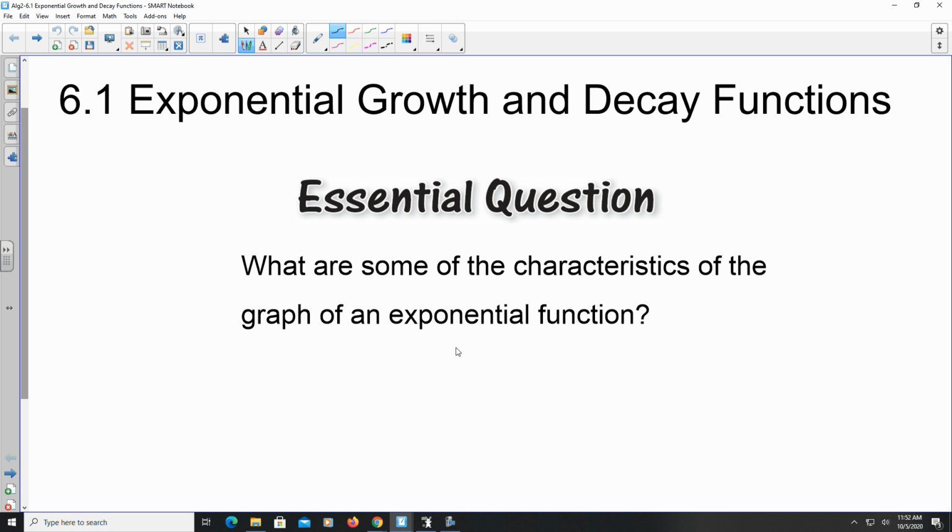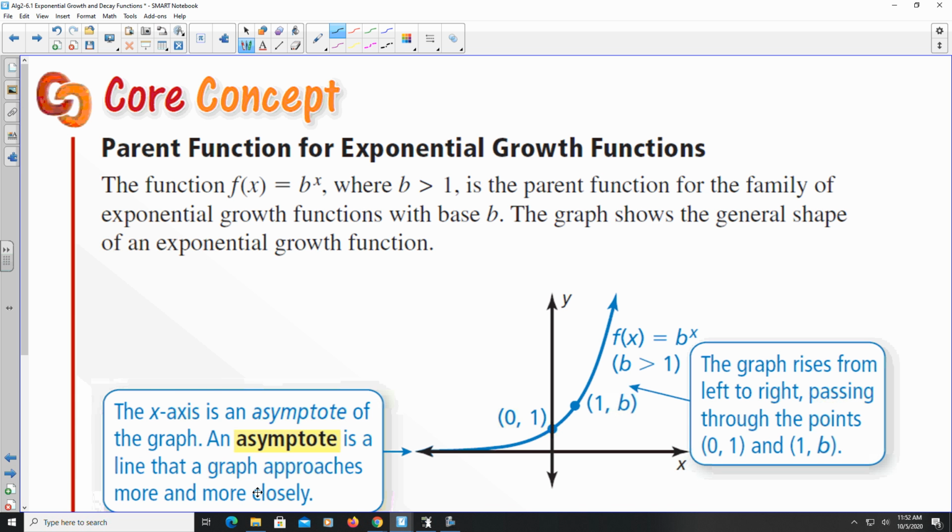The general formula for an exponential function is f of x equals a times b raised to the x power. This is one of the few times where we're looking at a function that's not a polynomial, because our variable is an exponent. Because our variable is an exponent, our graph has some different qualities.